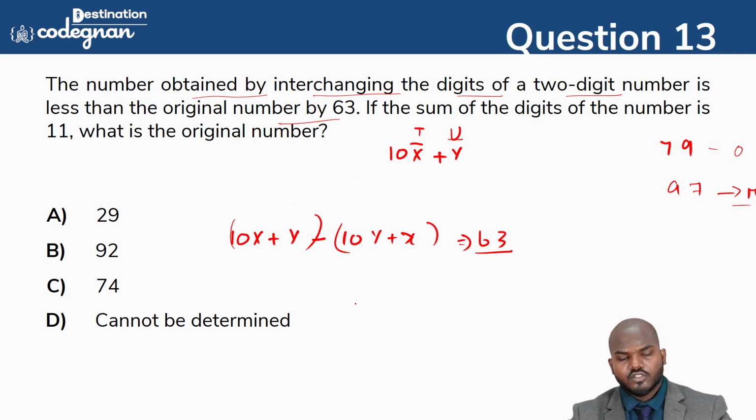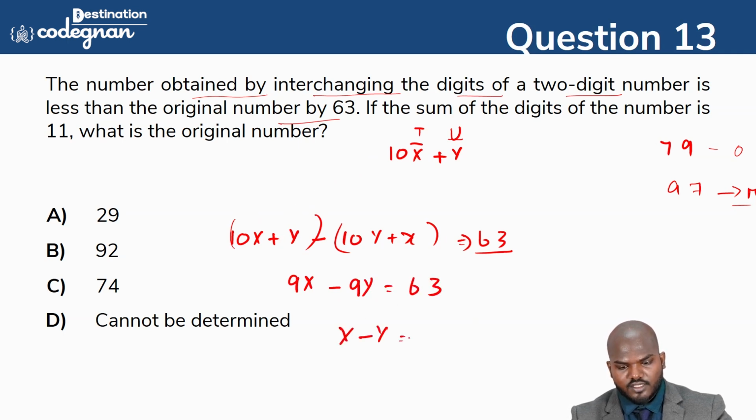If I multiply this out, guys, I'll get the value 9x minus 9y is equal to 63. So I can call it x minus y is equal to 7. And x plus y is equal to 11, I can call it up. If you resolve this one, guys, I can directly take it up.